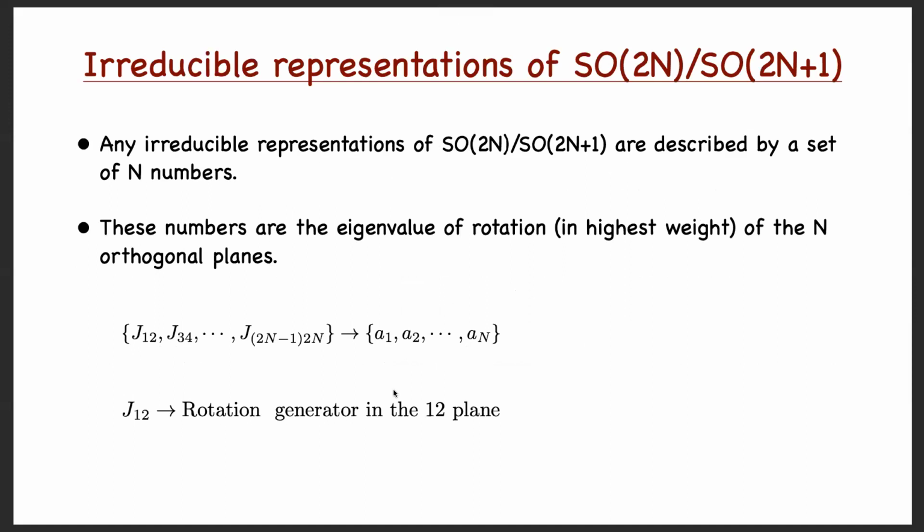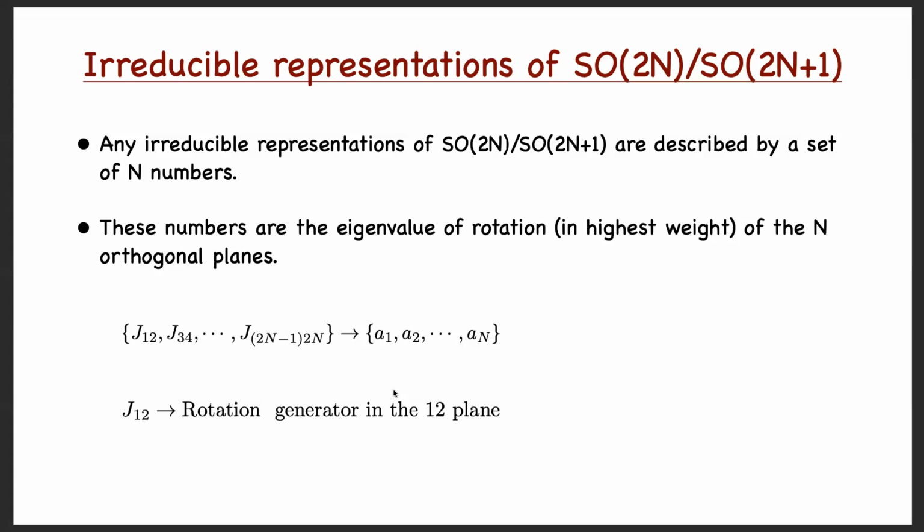So the question is how we can denote these irreducible representations of SO(D). Let's consider the group SO(2n) or SO(2n plus 1), and we can represent the irreducible representations by a set of numbers, which for SO(2n plus 1) uniquely describe your irreducible representation.